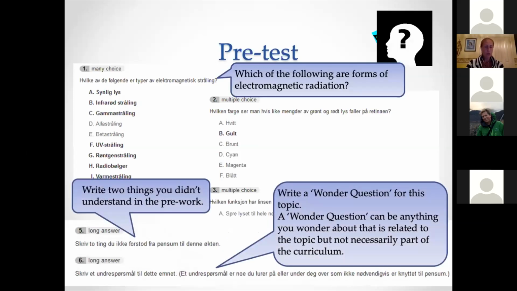I also asked them the following 2 questions. Write 2 things you didn't understand in the pre-work, and write a wonder question for this topic, where a wonder question can be anything you wonder about that's related to the topic, but not necessarily part of the curriculum.